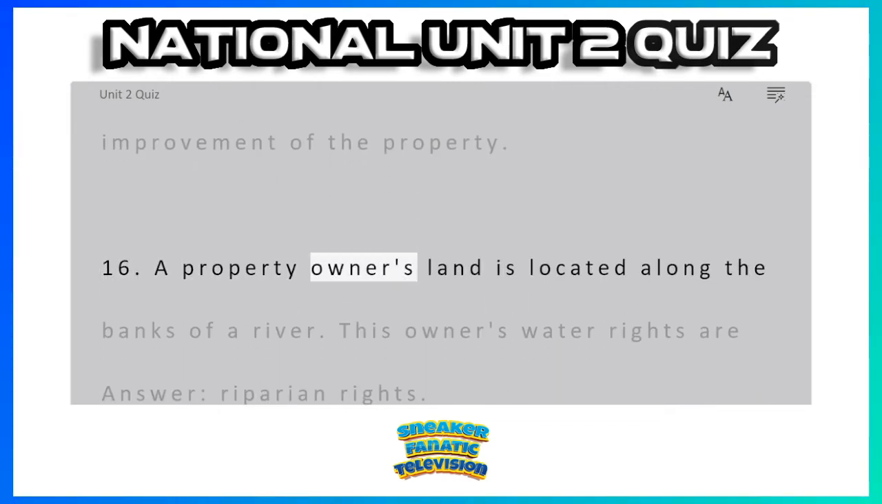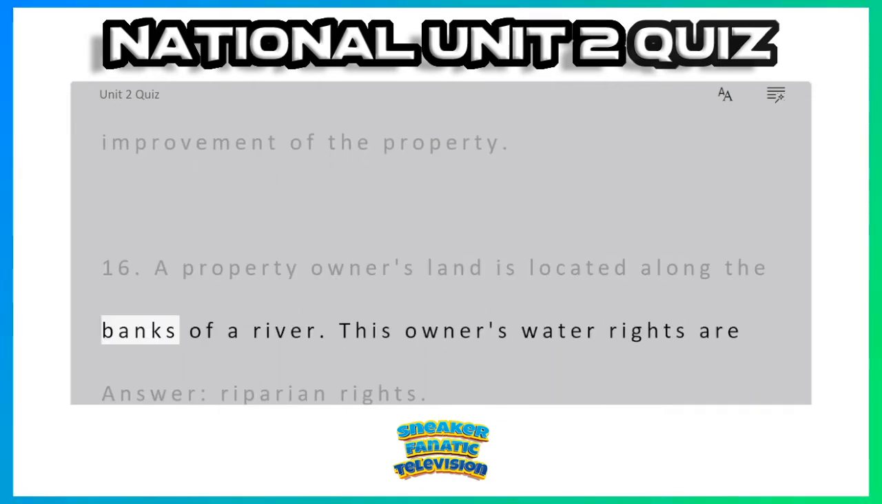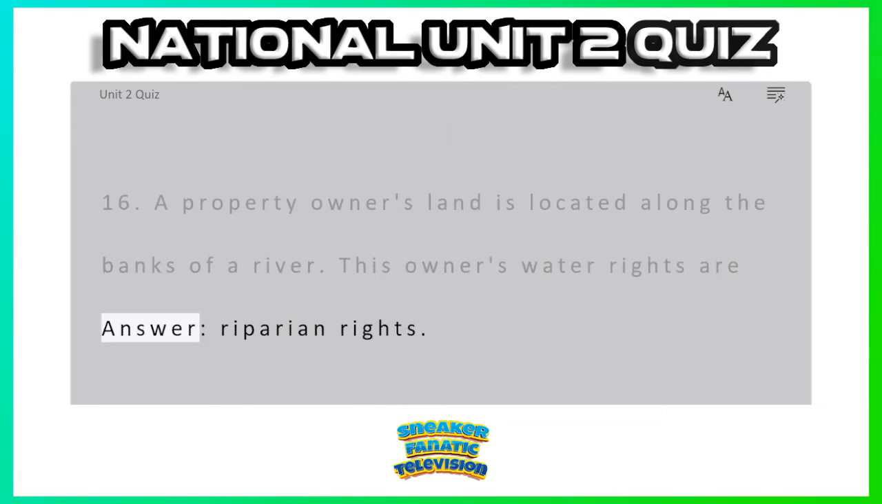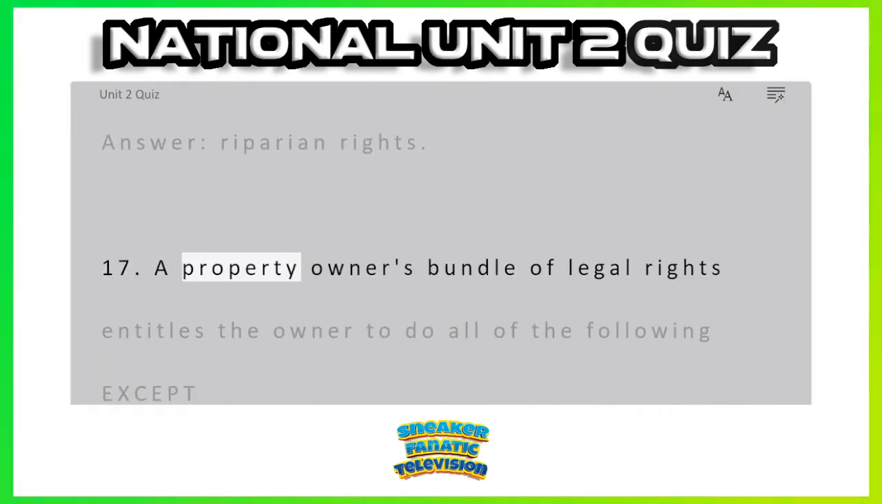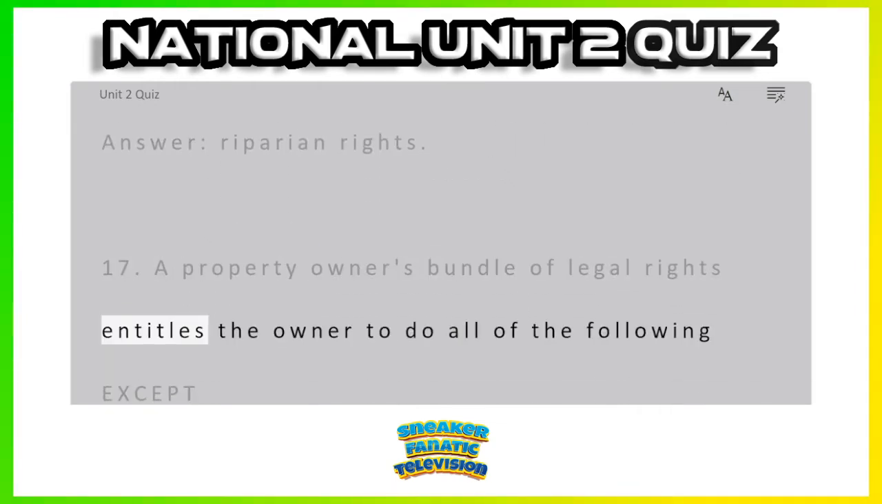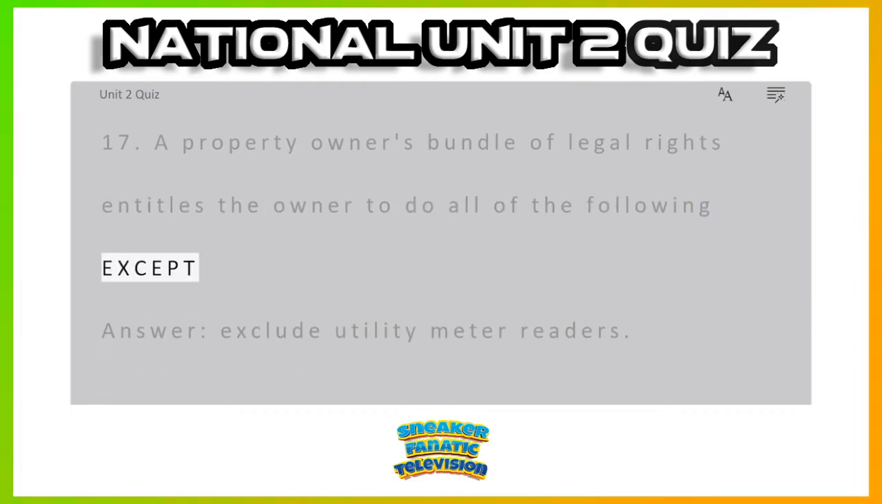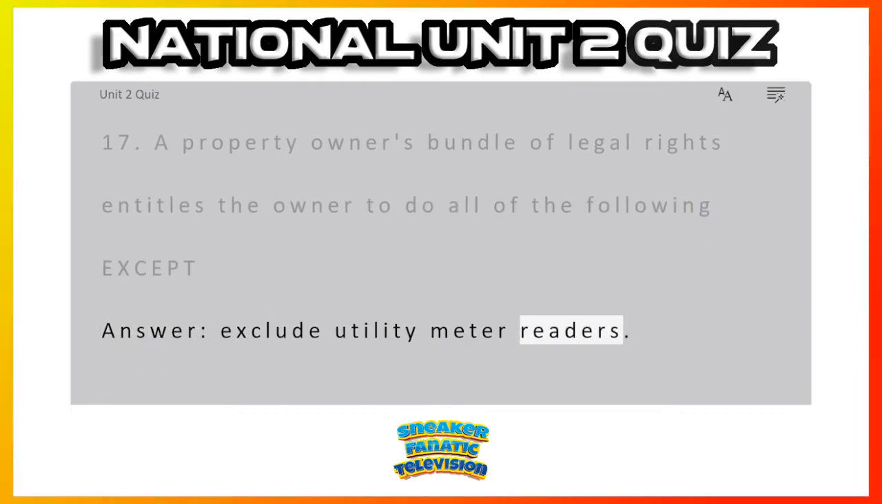16. A property owner's land is located along the banks of a river. This owner's water rights are. Answer: Riparian rights. 17. A property owner's bundle of legal rights entitles the owner to do all of the following except. Answer: Exclude utility meter readers.